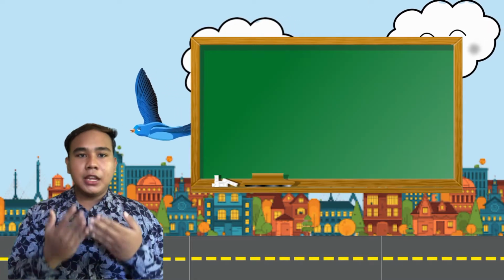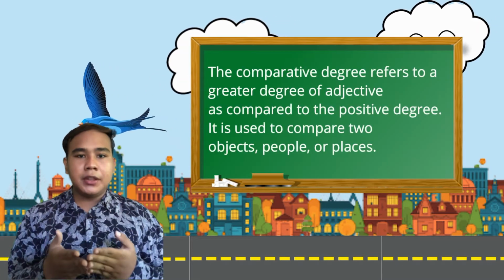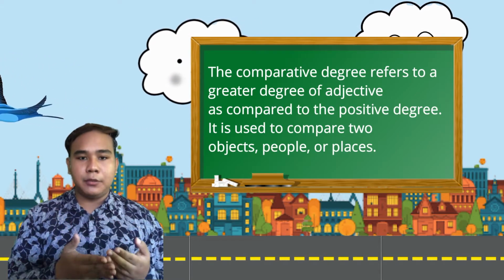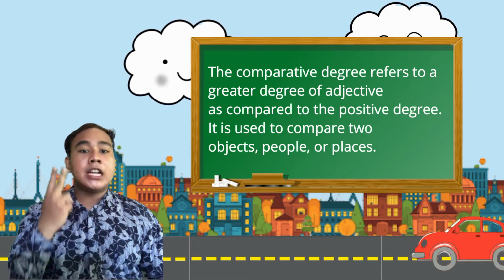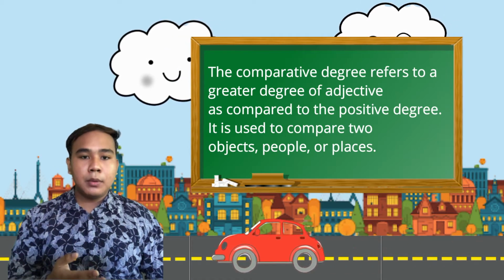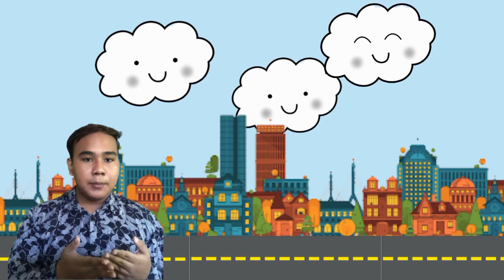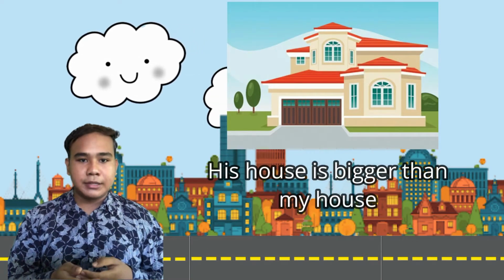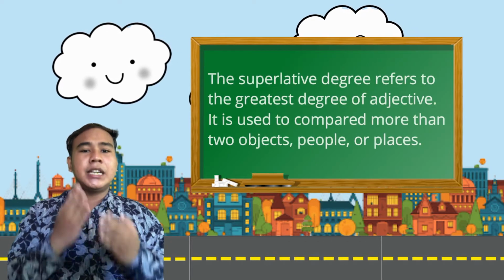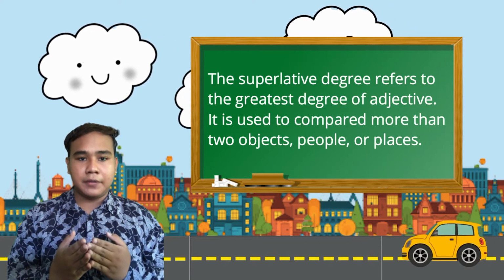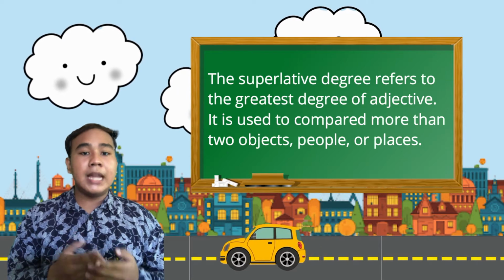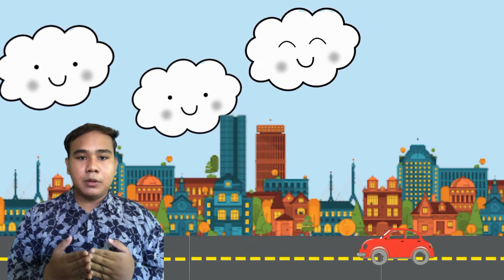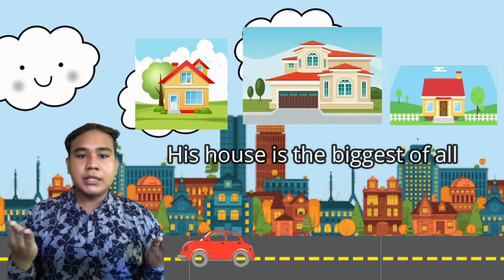The comparative degree refers to a greater degree of adjective as compared to positive degree. It is used to compare two objects, people, or places. For example, his house is bigger than my house. The superlative degree is the greatest degree of adjective. It is used to compare more than two objects, people, or places. For example, his house is the greatest of all.